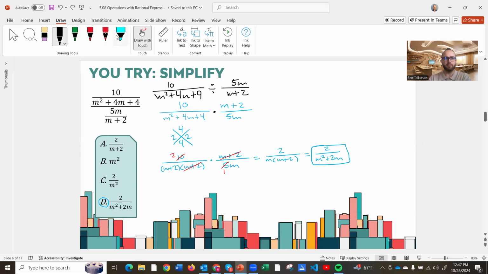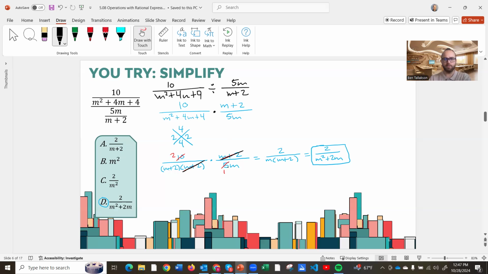Now we look for what we can factor. This is the only polynomial that's factorable. So we use the X method. It works out quite nicely. And then we cancel out. We have m plus 2 on top and bottom. We have a 10 and a 5 here.